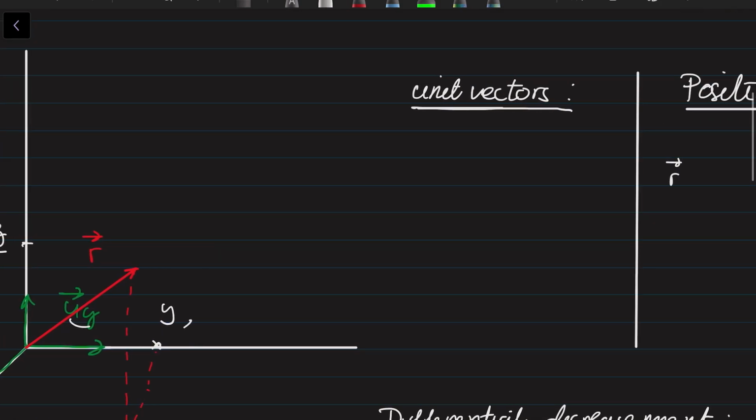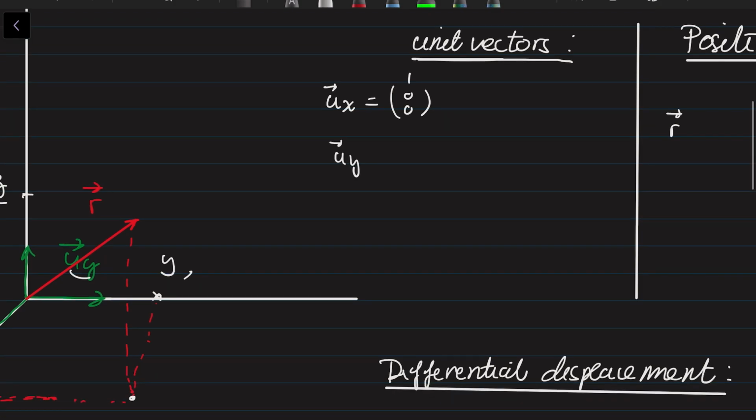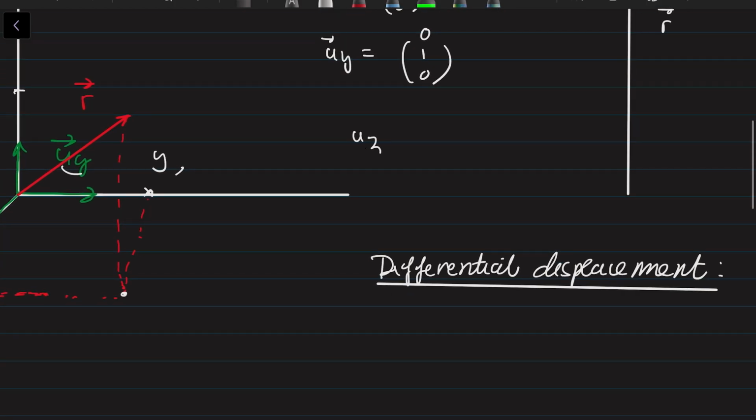And actually, we can write these unit vectors in the following way. ux is just (1, 0, 0). uy is (0, 1, 0). And uz is (0, 0, 1).